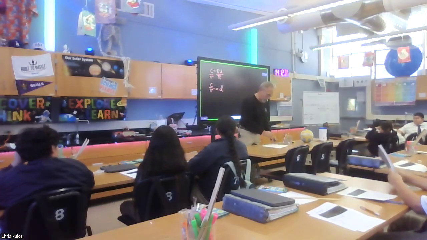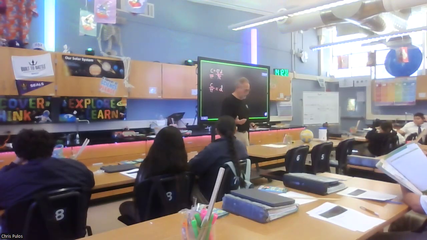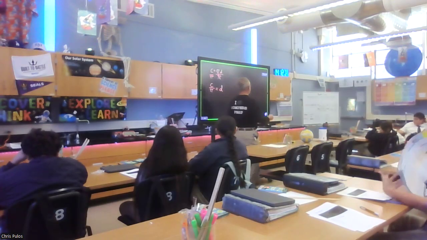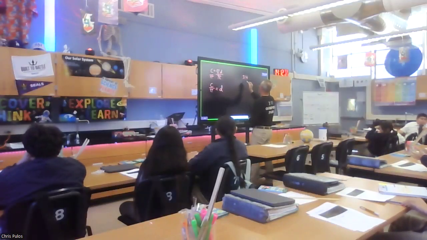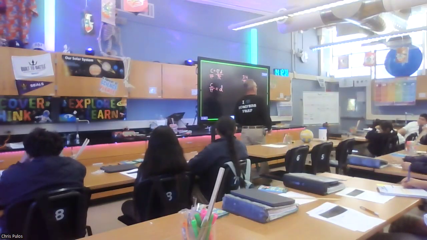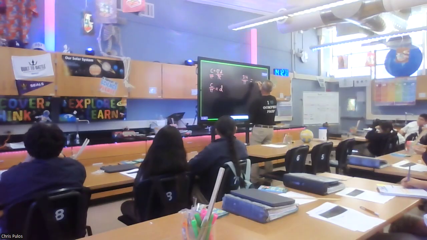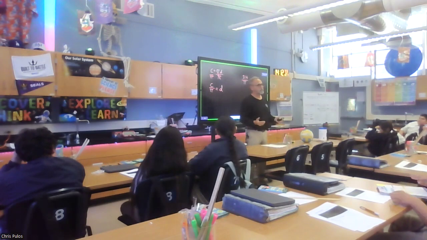So on this one, we need to find the diameter when the circumference is 31.4. We're going to divide by pi, and that will equal our diameter. Does anyone already see the answer?